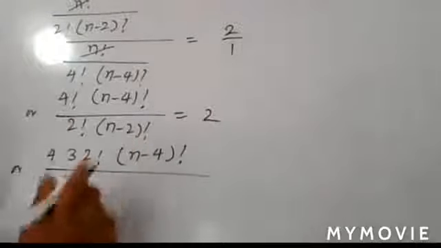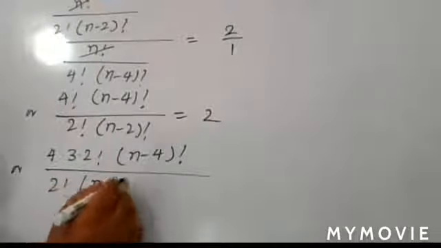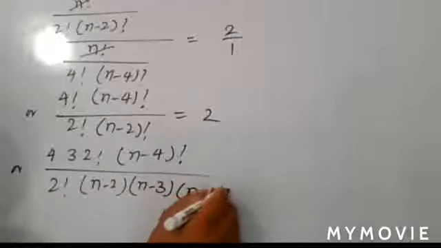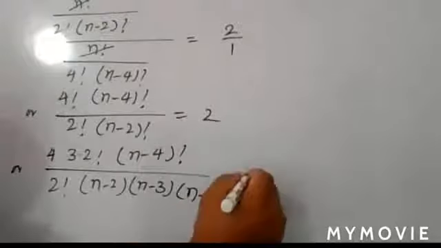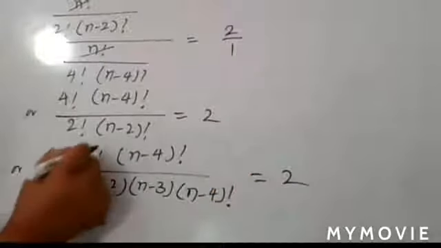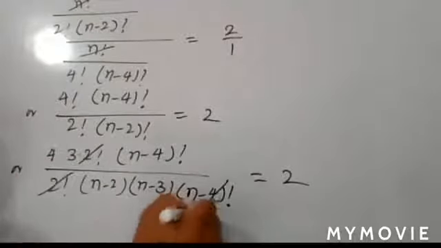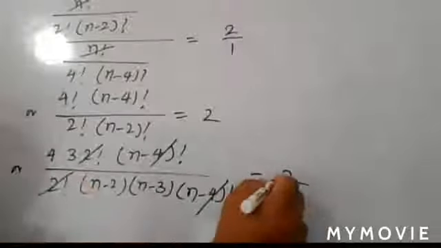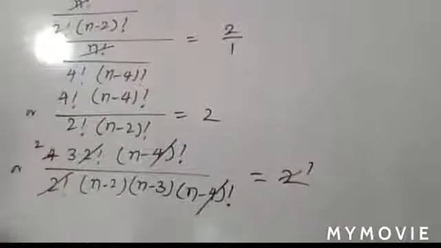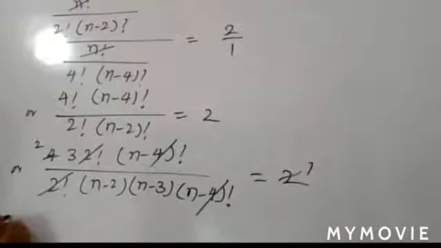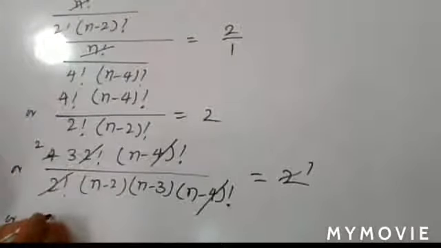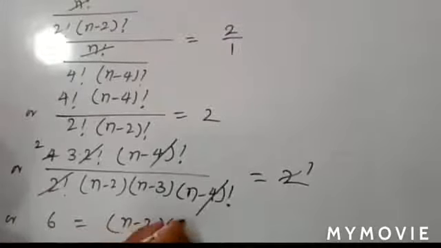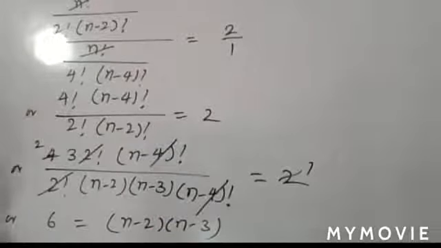2 factorial into, for n minus 2 you can write here n minus 2 and 1 less, so you have n minus 3, and then you have n minus 4 and applying factorial there, and is equal to 2. So this 2 factorial and 2 factorial cancel out. Here n minus 4 factorial and n minus 4 factorial cancel out. You can also cancel out here, that is 2. So overall, what you have here? Here you have 6, and this side you have n minus 2 into n minus 3, and you have to find the value of n.